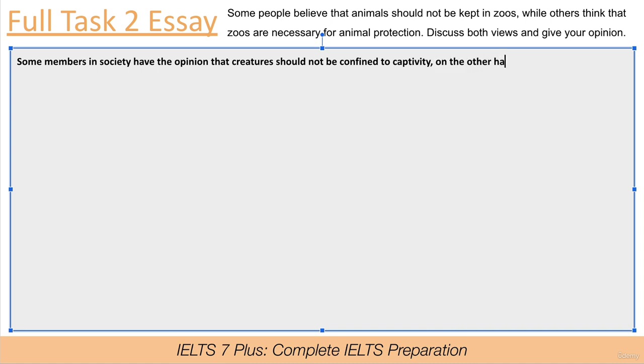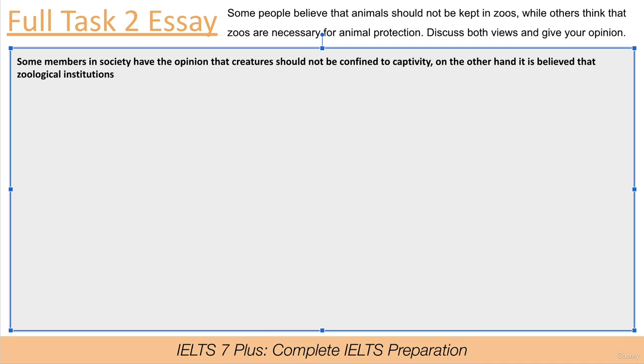On the other hand, it is believed that zoos are necessary for animal protection. Maybe we could say zoological. So if we're not sure about how to paraphrase, we could just change the word structure. That's a good tip if you're not too sure for a completely different word. This can help with that.